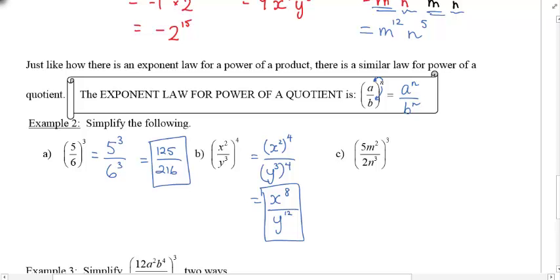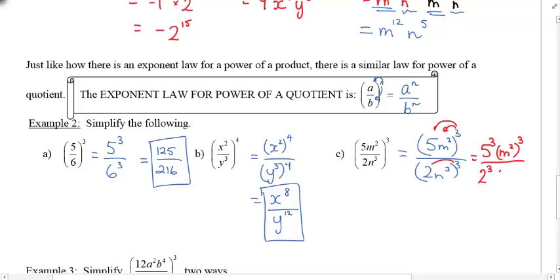Last one. Once again, let's apply that power of a quotient property. 5m squared cubed, 2n cubed cubed. And then now we have to apply the distributive property. So we have to now distribute. So this is the power of a product. That's 5 cubed. And then also m squared cubed. Same thing at the bottom. 2 cubed. N cubed cubed.